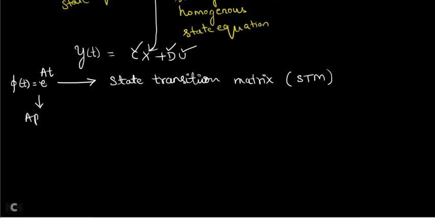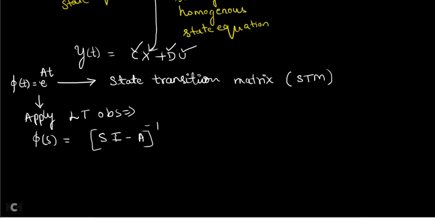Apply Laplace transform on both sides. You will get phi of s is equal to, for e power capital AT, capital A is a matrix, remember, capital A is a matrix. So if that is the matrix, then after Laplace transform, you are going to get it as SI minus A whole inverse. This is the formula.